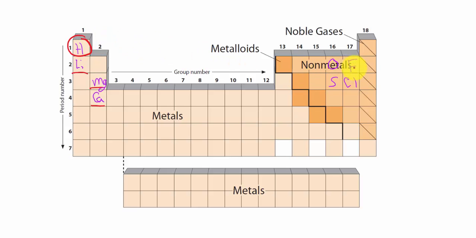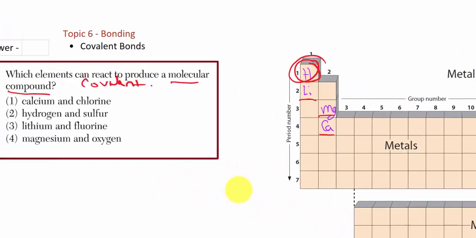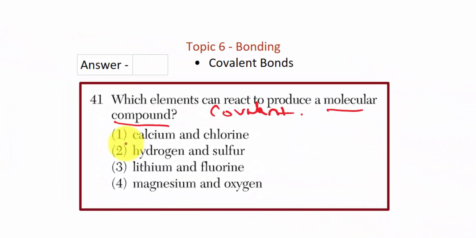On the nonmetal side, fluorine we know is the strongest nonmetal. Oxygen takes a pretty close second place. Chlorine would be third in this pile, and sulfur would be the weakest of the nonmetals. So to get a low difference in electronegativity, we're going to take the weakest metal, hydrogen, and the weakest nonmetal, sulfur, and this would be the pair most likely to form a covalent bond. So it's the hydrogen and sulfur, answer 2.